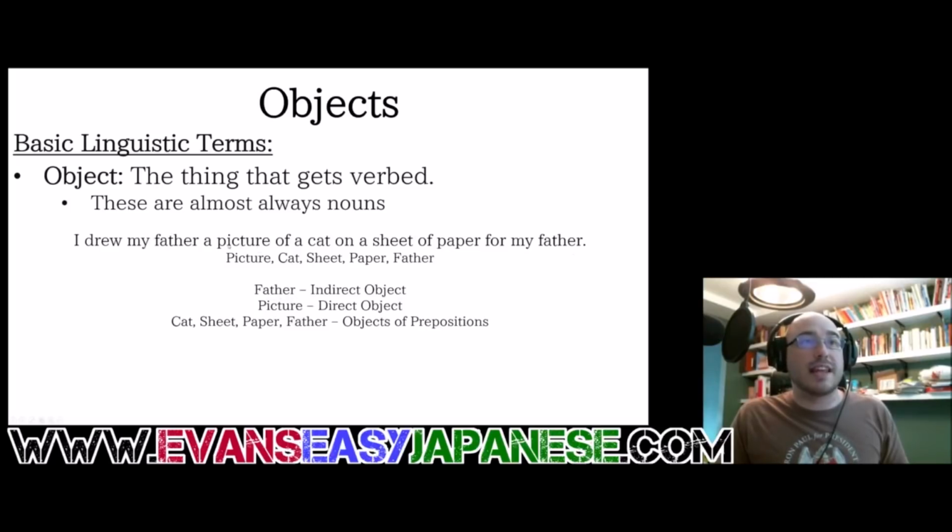Picture is the direct object. That's the thing that I drew. What did I draw? I drew a picture. Then all of these other things are describing the picture. A picture of a cat. A picture on a sheet of paper. A picture for my father.